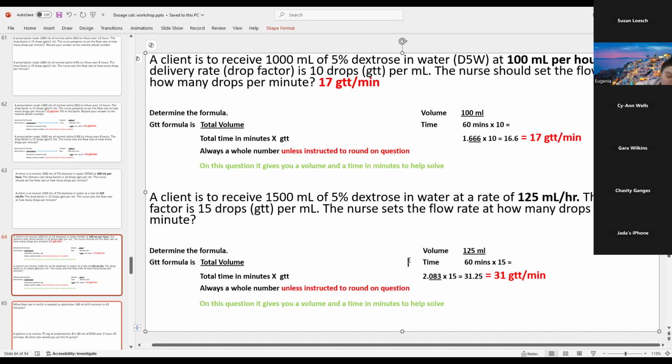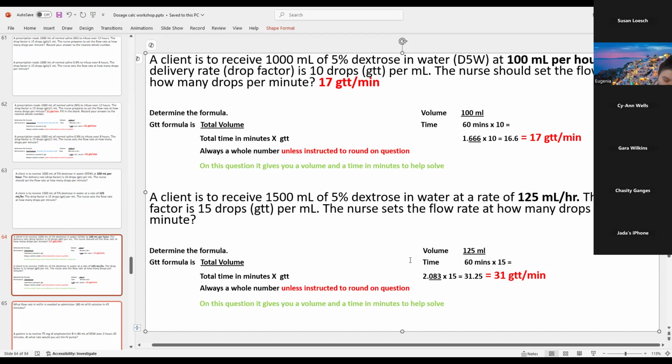I'm not struggling, but I was confused because at first I did the 1500 divided by 125. That's okay, but that's going to tell you how many hours it's going to run for. So 1500 divided by 125 gives you 12 hours. Now you have to take that 12 multiplied by 60, which would be 720, right? So then you would have to take the 1500 divided by the 720 and then multiply that times your 15. You still get 31. That way it gets longer. Yeah, it's longer.